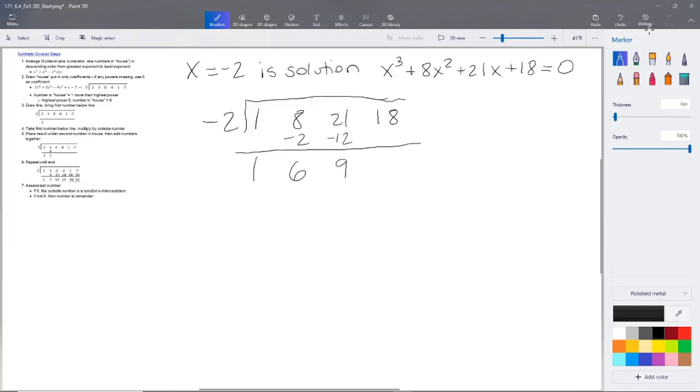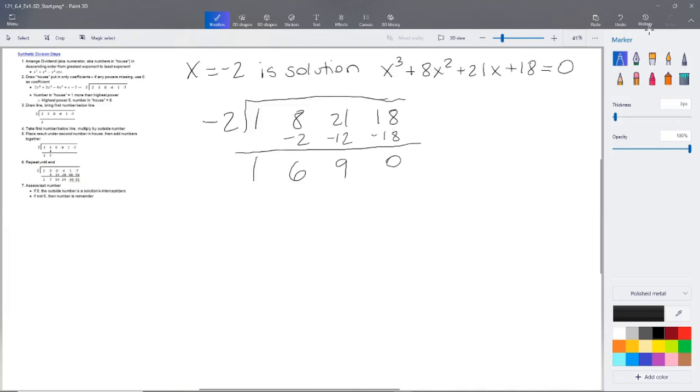And 9 times negative 2 is negative 18, meaning that our last number here is indeed 0. That's what we expected to get. That's good news. That tells us that the work we did was good because it already said that negative 2 was a solution, meaning that we should get a 0 here at the end. But now it says to find the other solutions.